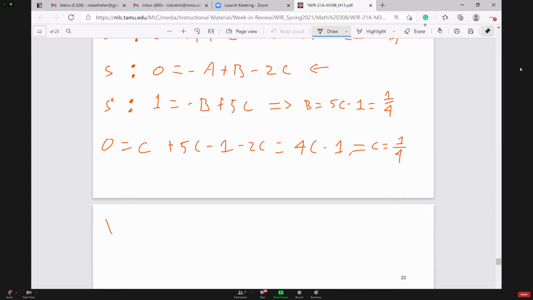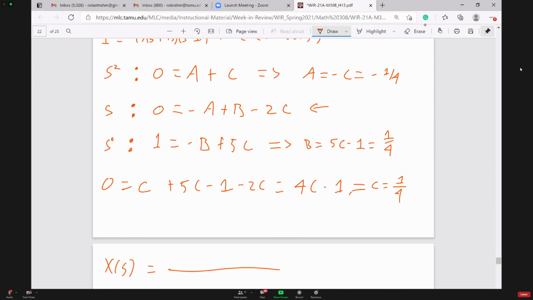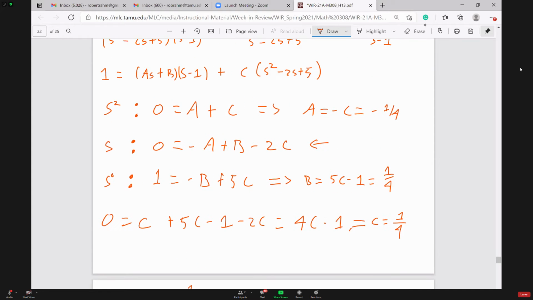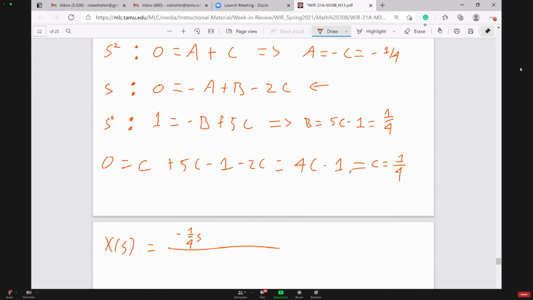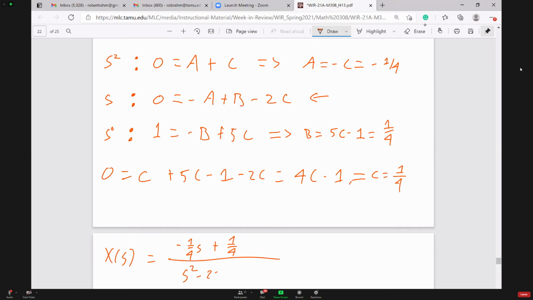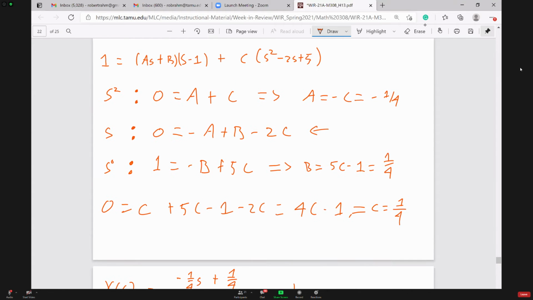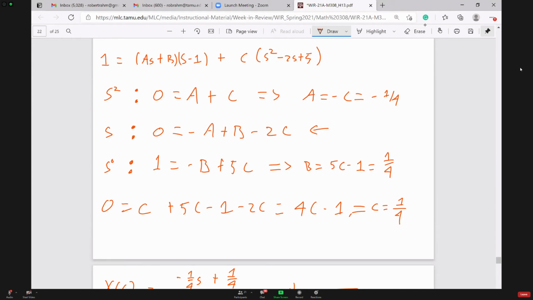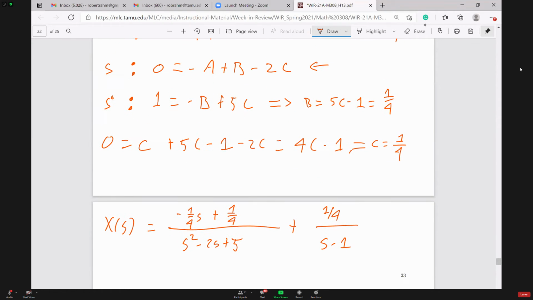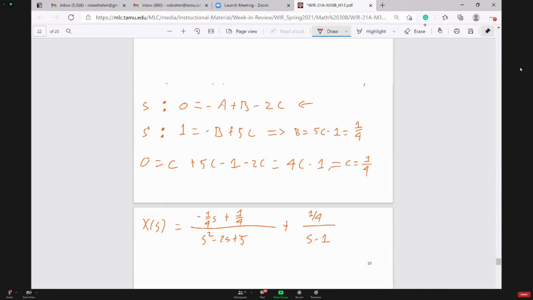Okay, so let me write down what we have. X of s is equal to something. So a is minus 1/4, so this is going to be minus 1 over 4 times s plus b. B is 1/4, so plus 1/4. And then we're going to divide by s squared minus 2s plus 5, and then plus something over s minus 1. Okay, c is equal to 1/4 as well. So this is what X of s is. Everything we've done so far is just to get to this point. Now we still need to find the inverse Laplace transform, but I want to make sure everybody understands where we are so far. It's just partial fractions, which I get, is tedious.